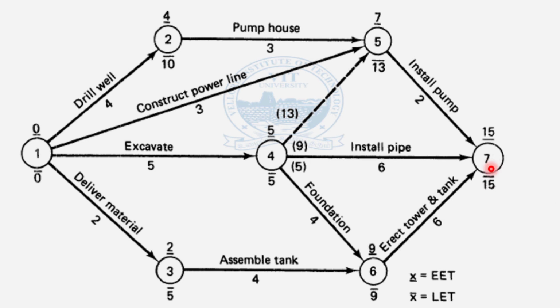So 15, here there's 15, 6, 9. 15 minus 6, again 9. So you got 3 loops. So when you come by this loop, this is the dummy activity, so 13, then you got 9, then you got 5. Okay, so that's why you got the 3 values in brackets. Most critical is this 5, so that's why this is appearing here.